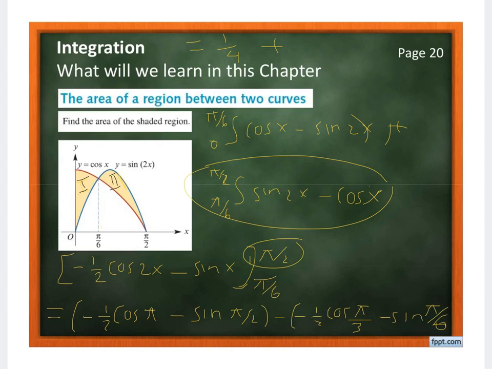So equal, I use this first part: negative 1/2 cos pi, which is negative 1, minus sin pi over 2, so minus 1, since sin pi over 2 is 1, minus negative 1/2 cos pi over 3, which is 1/2, minus sin pi over 6, which is 1/2.